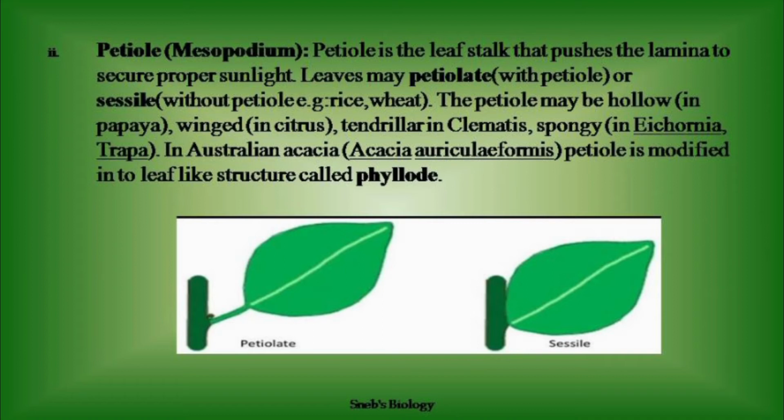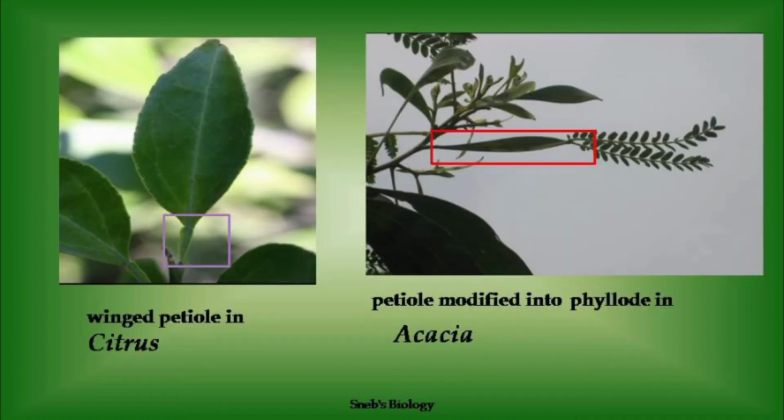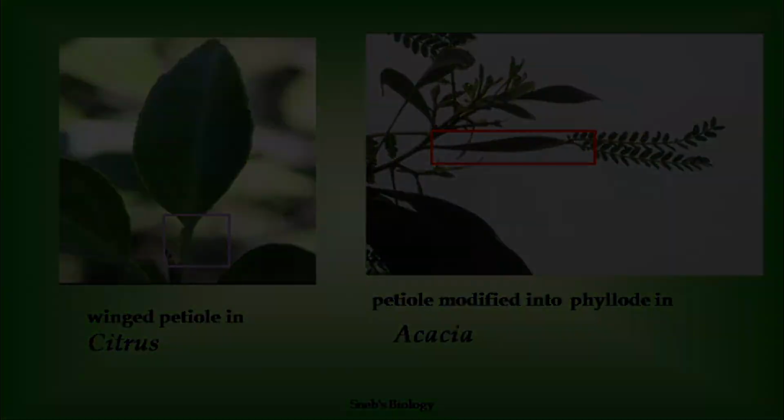The petiole may be hollow in case of papaya, or it may be winged in case of citrus, or it may be tendrillar or spongy. In acacia, the petiole is modified into a leaf-like structure called phyllodes. So these are the modifications which are found in case of petiole.